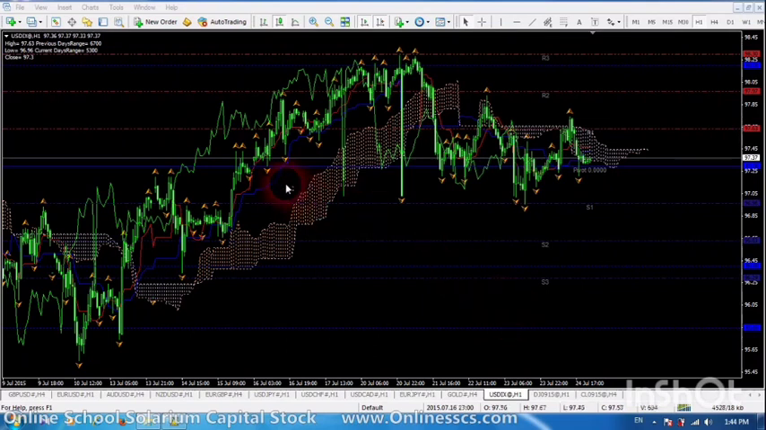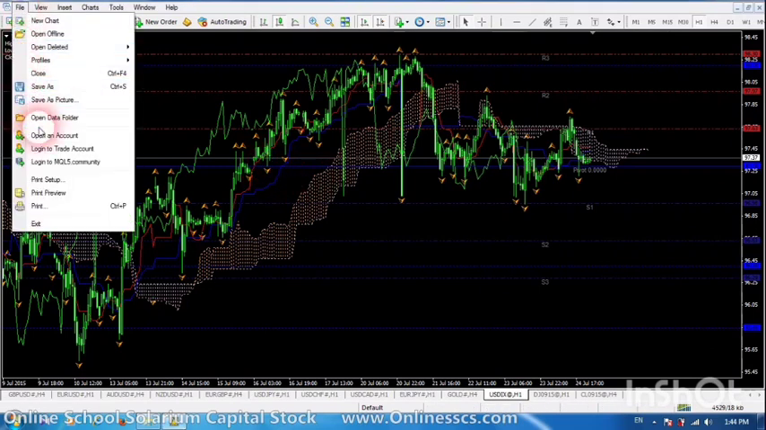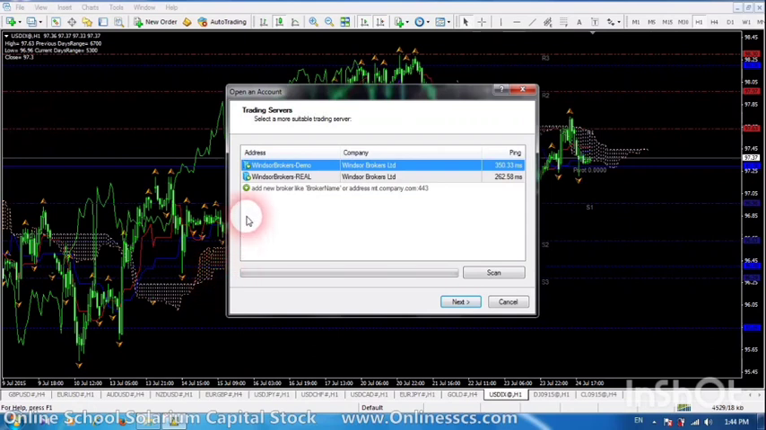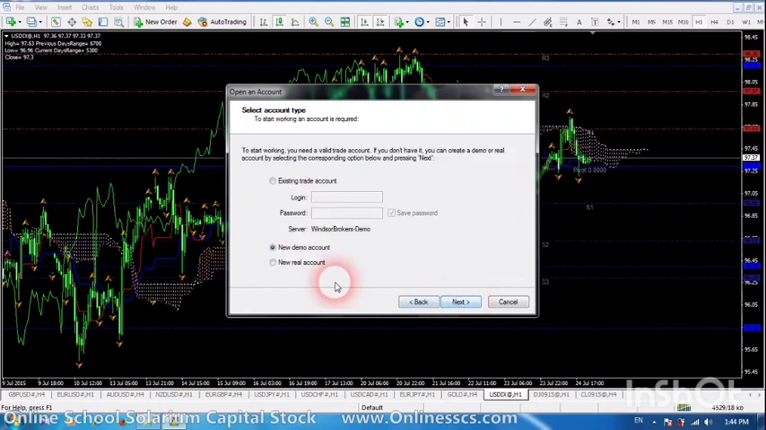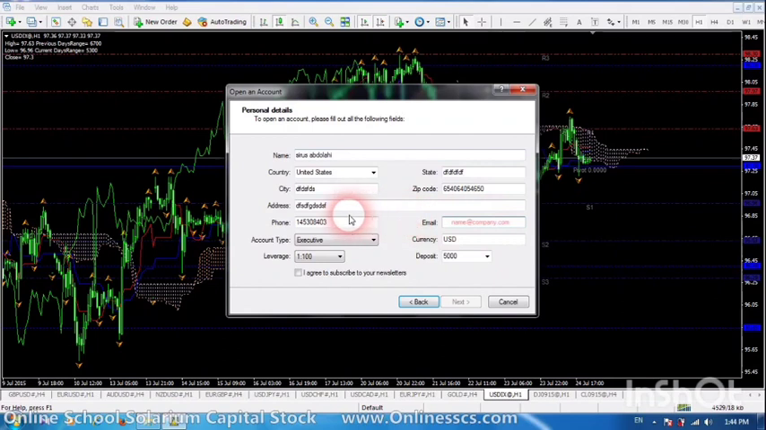We're going to start working with our MetaTrader app. I told you that we're going to open a new account like that. We're going to choose our server. We'll choose that item. You have to choose the new demo account. And after that, you have to enter your information in order to create an account.